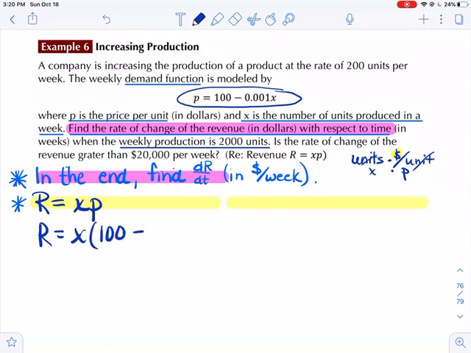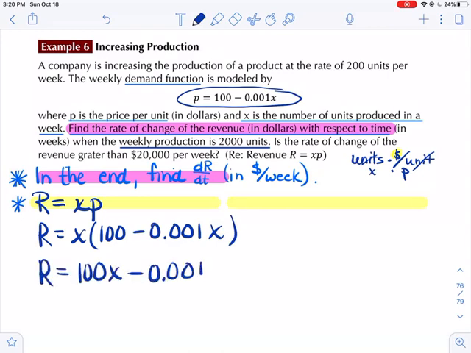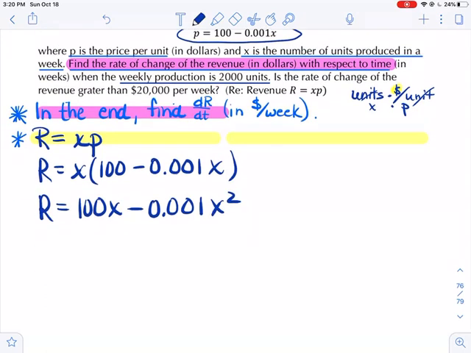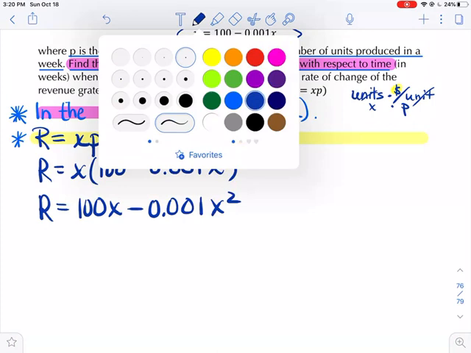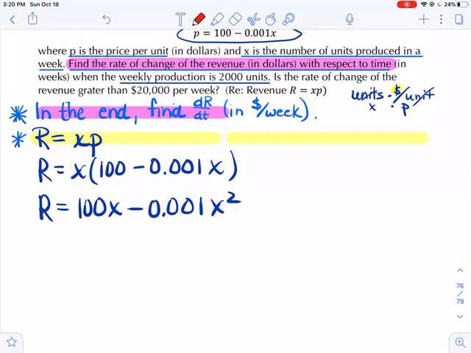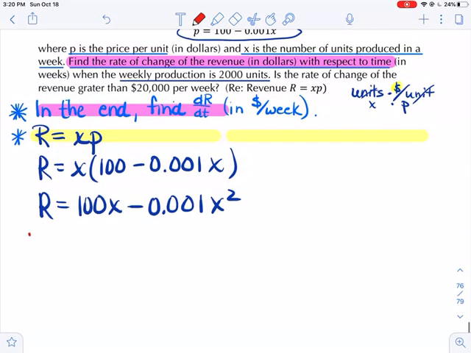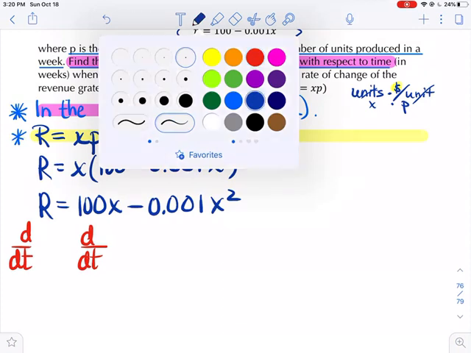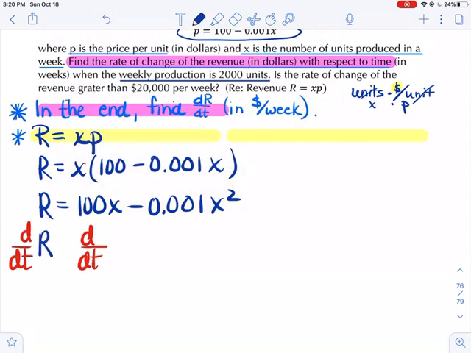So the revenue is equal to x times (100 minus 0.001x), and we could distribute that x: 100x minus 0.001x squared. And now we're going to take the derivative with respect to time, on both sides of this equation.